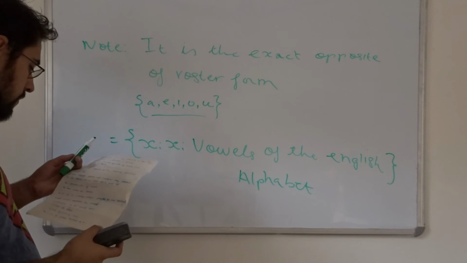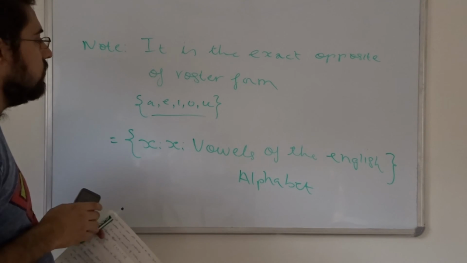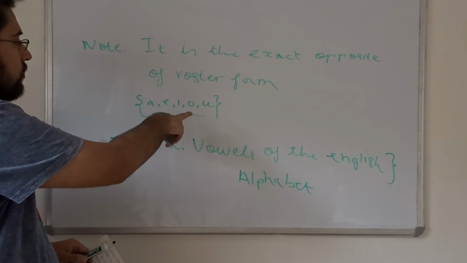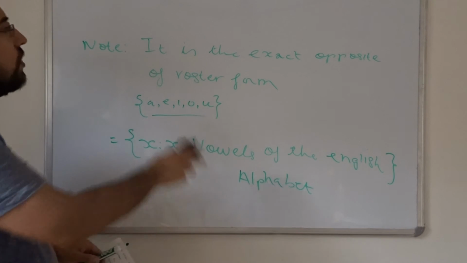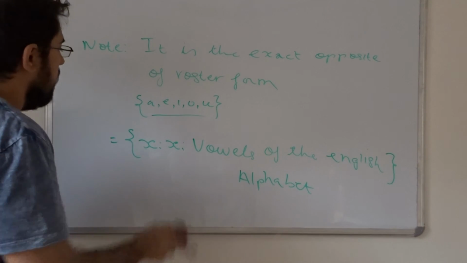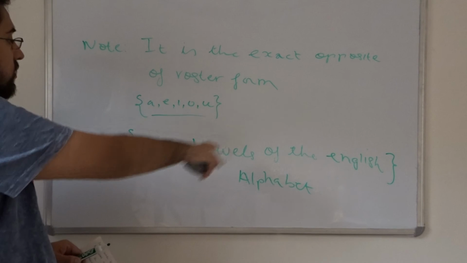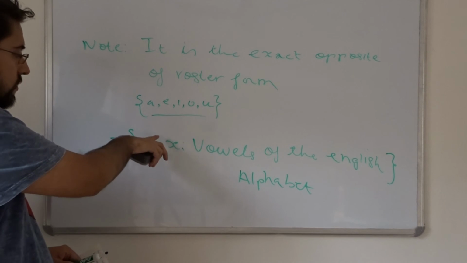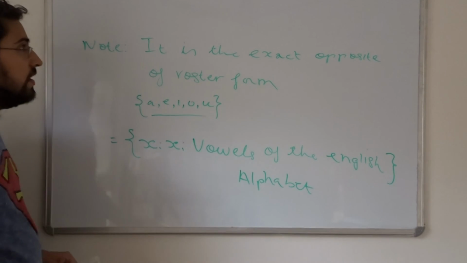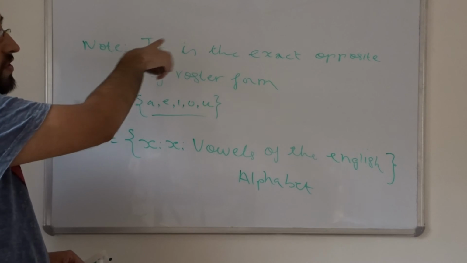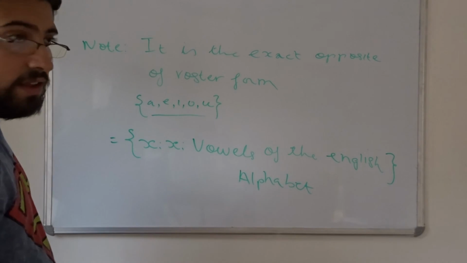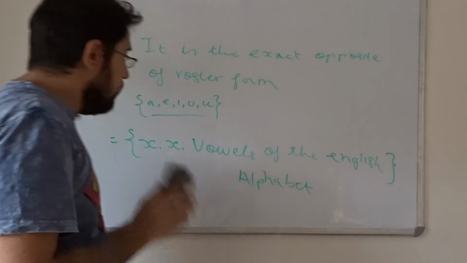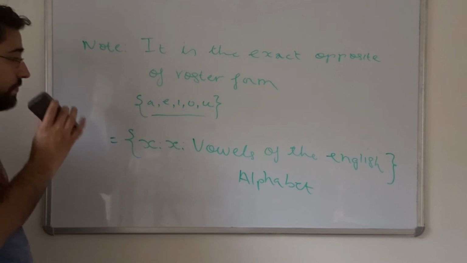So this is one example of it. You could also have all the consonants. There are 21 consonants, and you could just list all 21 consonants. For set builder form, you could write this, if it was all the consonants. B, C, D, F, G, J, K, and so on. That's how you could do it.